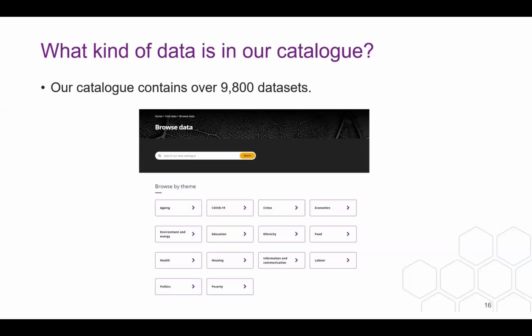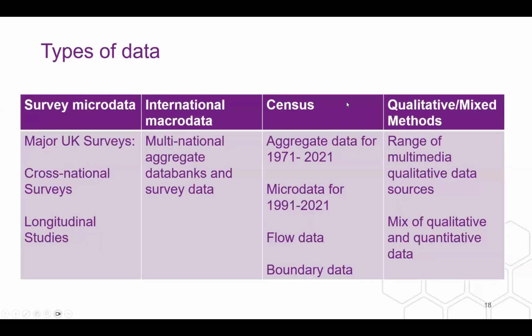You can browse by data type, which we will cover further over the next few slides. Again, we will be guiding you through the 4 types of datasets that you can find available through our service. These are survey microdata, international macrodata, census data, and qualitative and mixed methods data. The survey microdata includes major UK surveys, both cross-national and longitudinal.